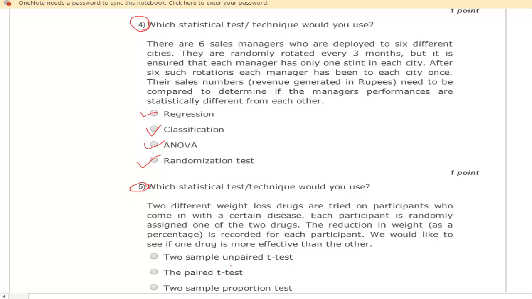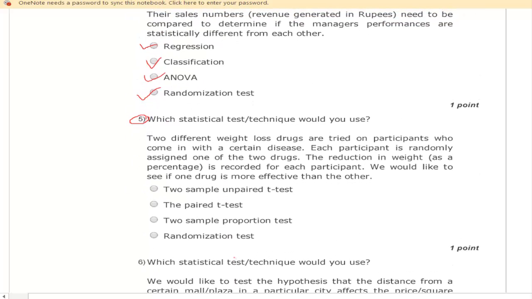Okay, question number 5. 2 different weight loss drugs are tried on participants who come in with a certain disease. Each participant is randomly assigned to one of the 2 drugs. The reduction in weight as a percentage is recorded for each participant. We would like to see if one drug is more effective than the other. Okay. Again, let's just straight off the bat ignore the randomization test.